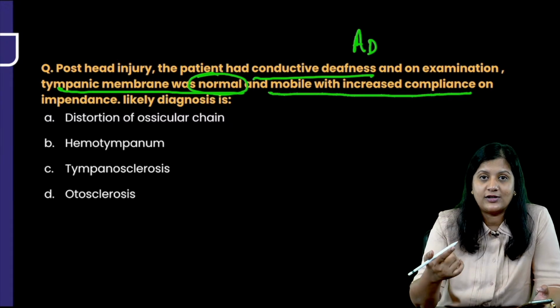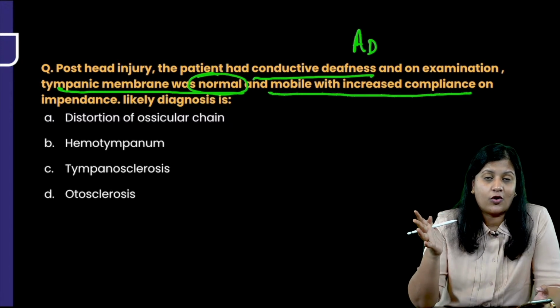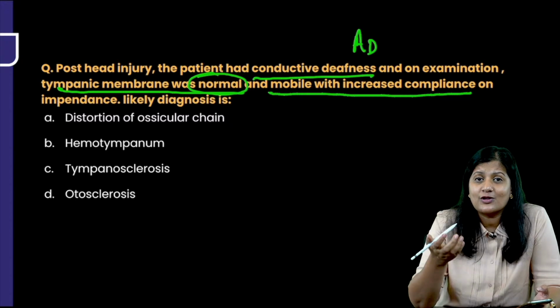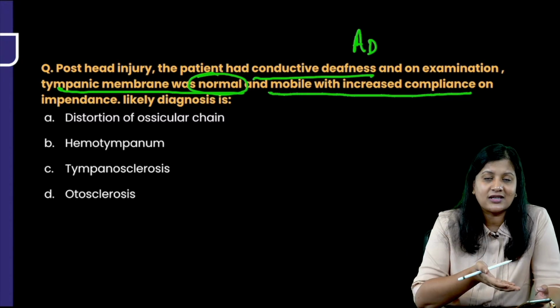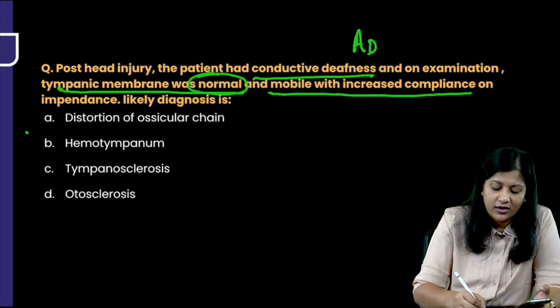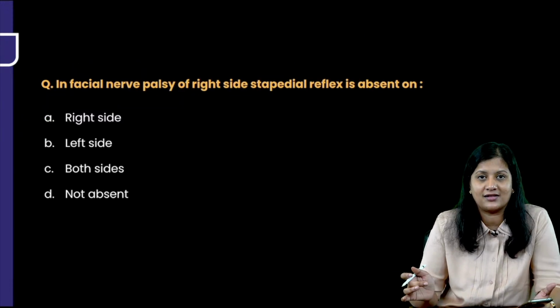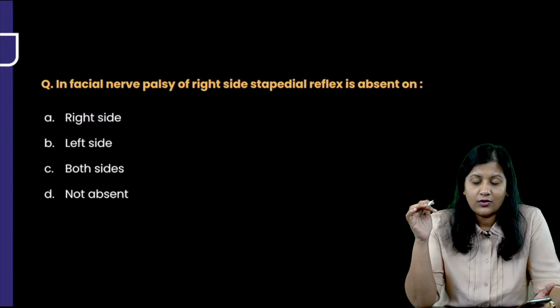Now following injury, the tympanic membrane is normal, but there is increased compliance. So what should you think of? Obviously, because of trauma, there is dislocation of the ossicles, and everyone has got it right. So I won't discuss any further. You're right, distortion of ossicular chain is the answer. Okay, let's go to the next one.